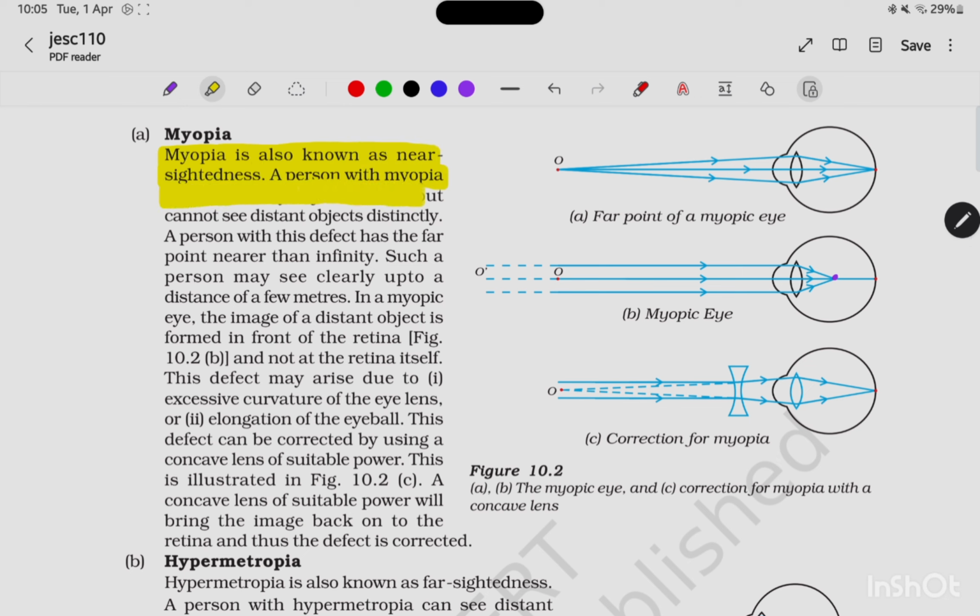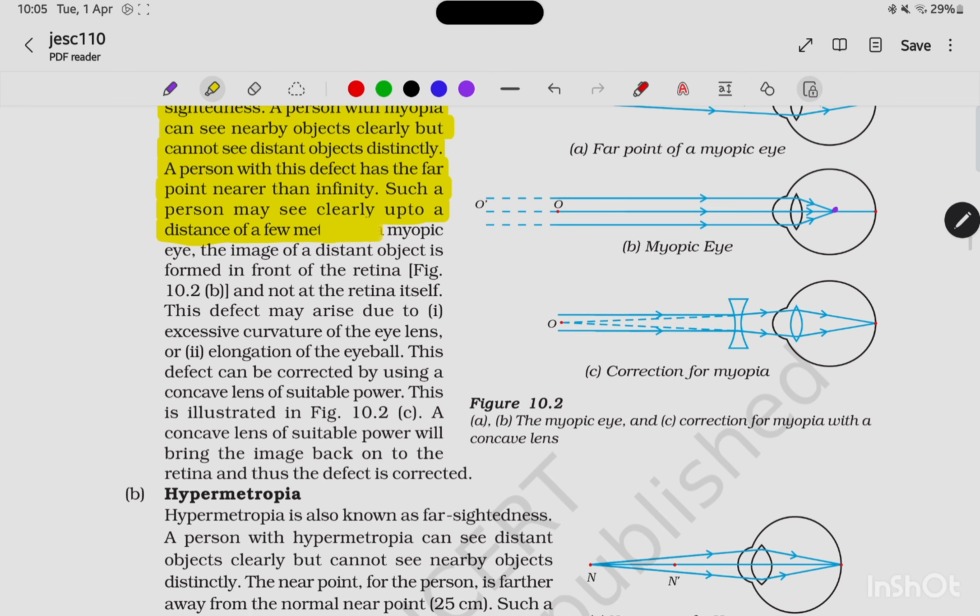There is a great distinction between the far point of a myopic eye and a normal eye. As you see, infinity is way more than a few meters. This entire paragraph is actually important.